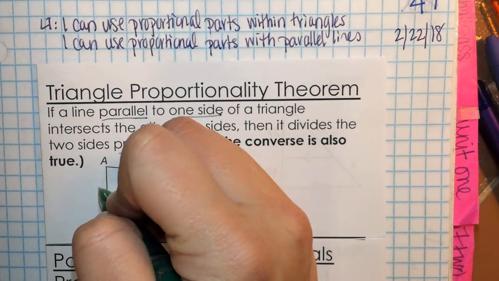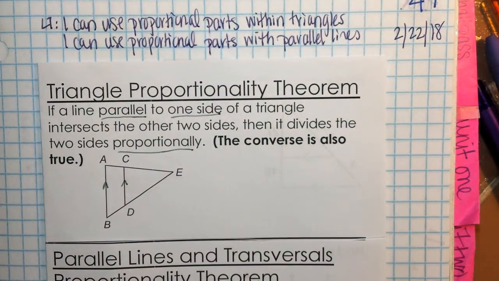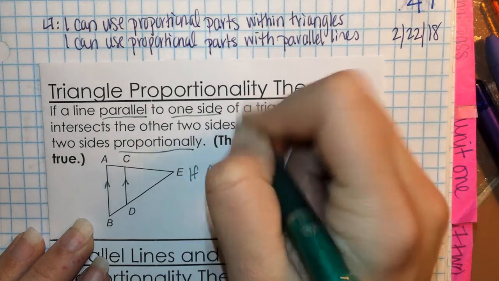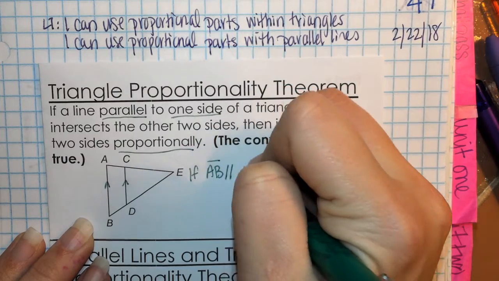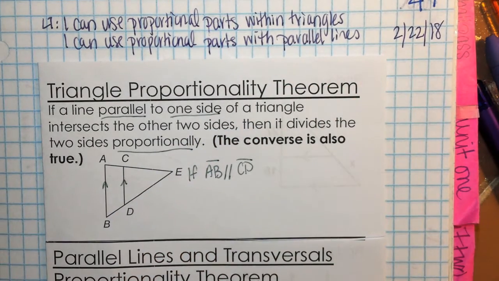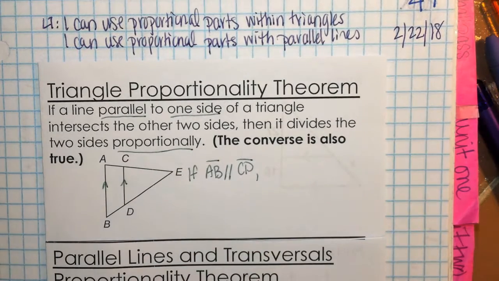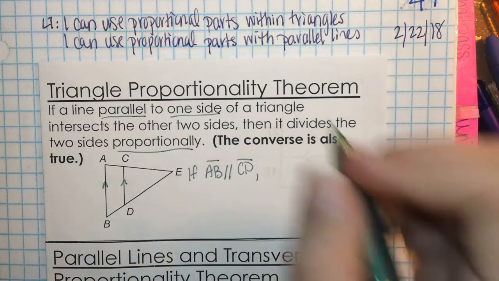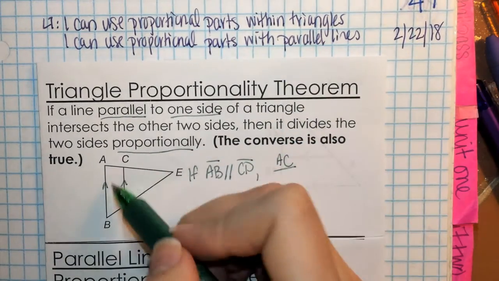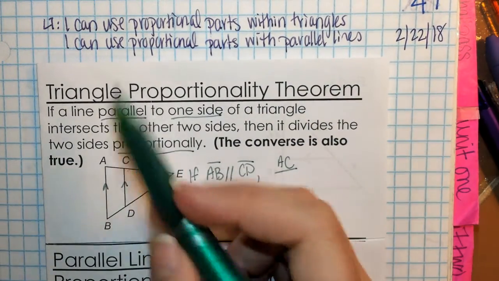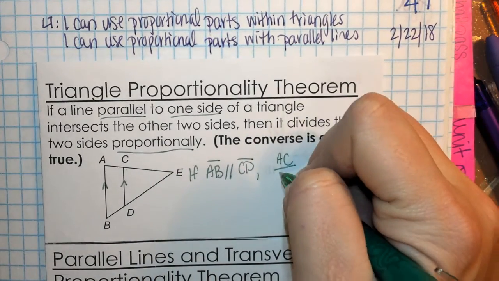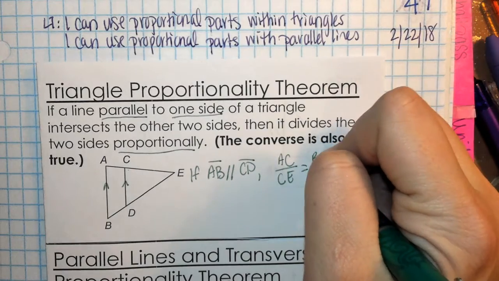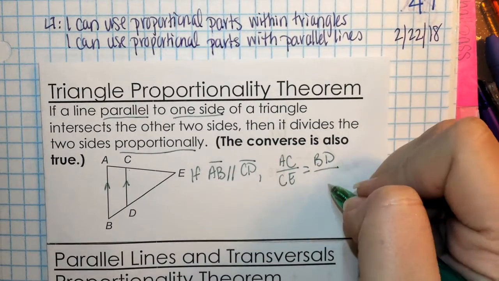So that means that if these two lines right here are parallel, so if segment AB is parallel to segment CD, then your sides are proportional. So let's start at the bottom. AC. What side does that match up with? Well, it matches up with CE because they're on the same side. So AC divided by CE equals, start at the bottom, go to the top.